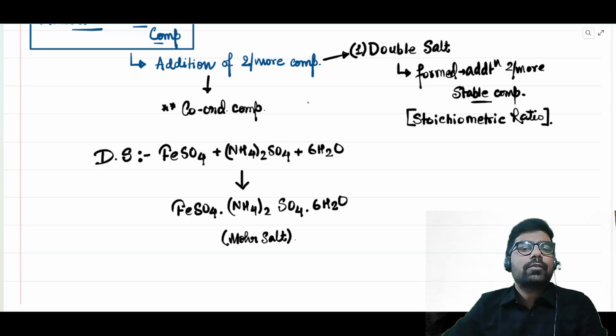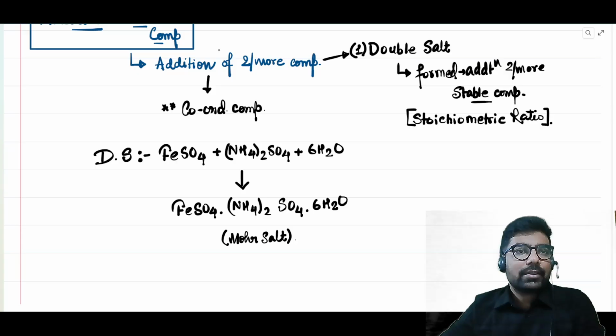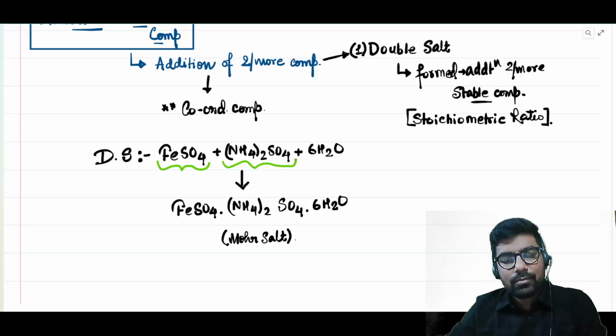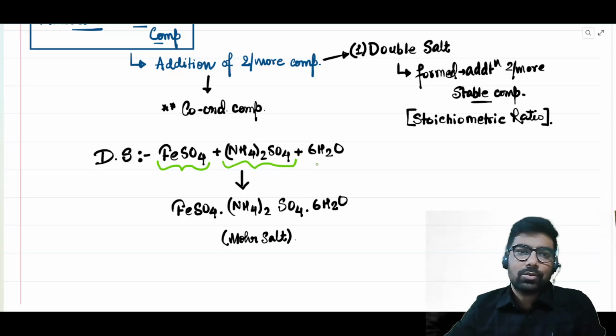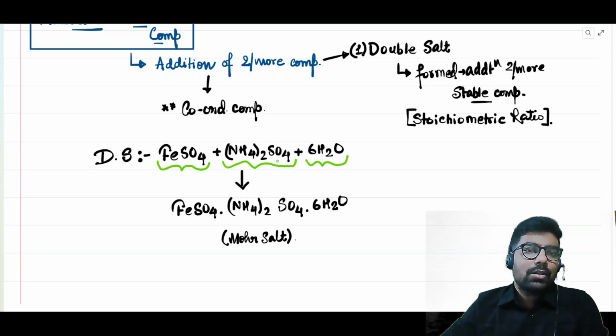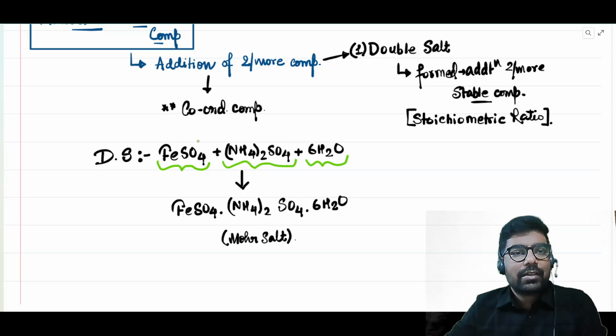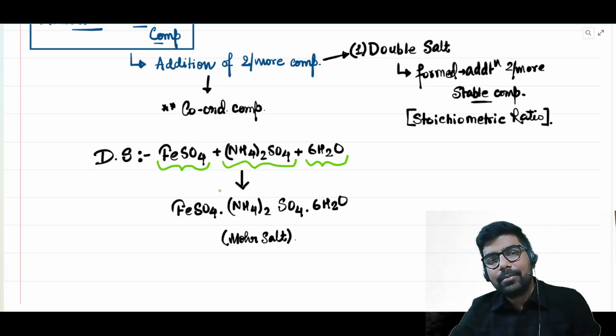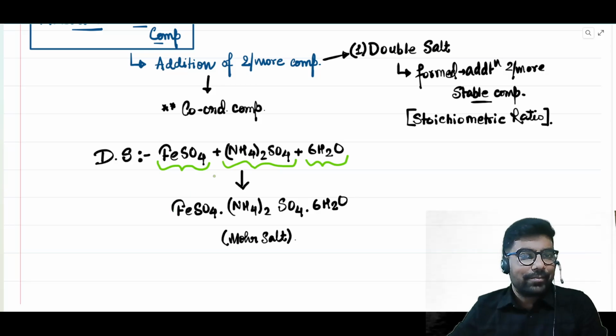Clear? So why is it falling under complex compound? Because you see there are two stable compounds. One is ferrous sulfate, one is ammonium sulfate. Both of them are salts, both of them are stable individually, and we have water molecules. So we have two stable salts just adding up to form a double salt.